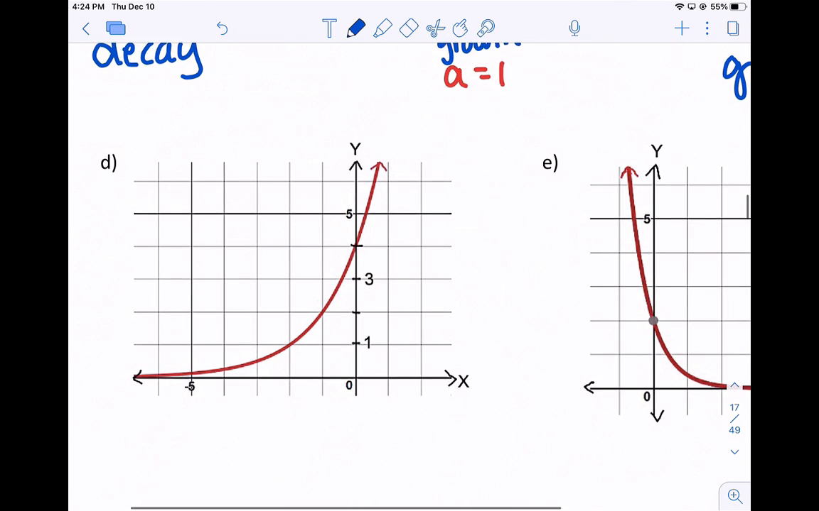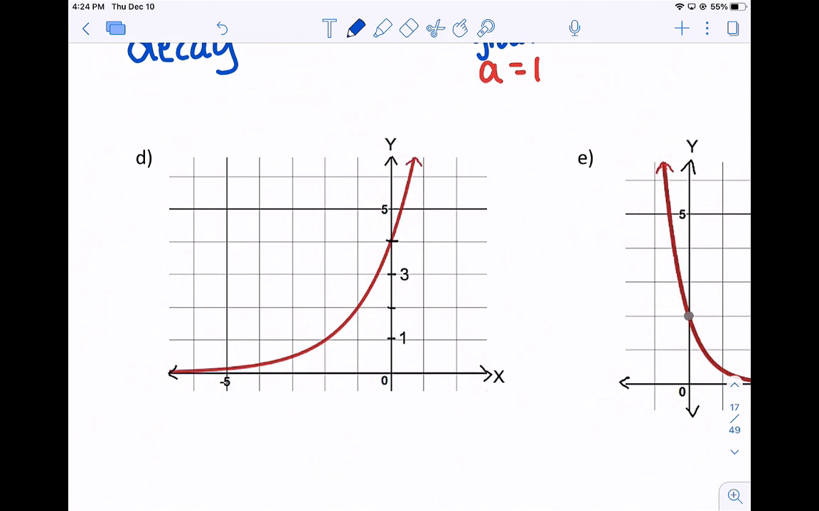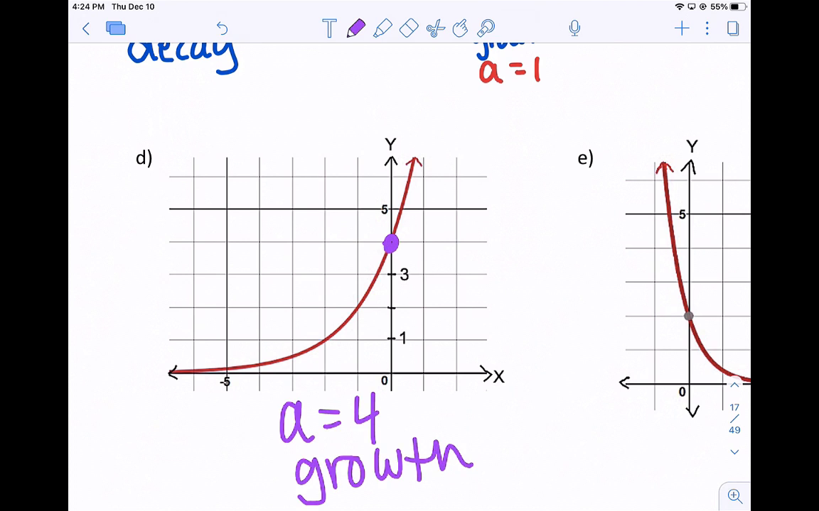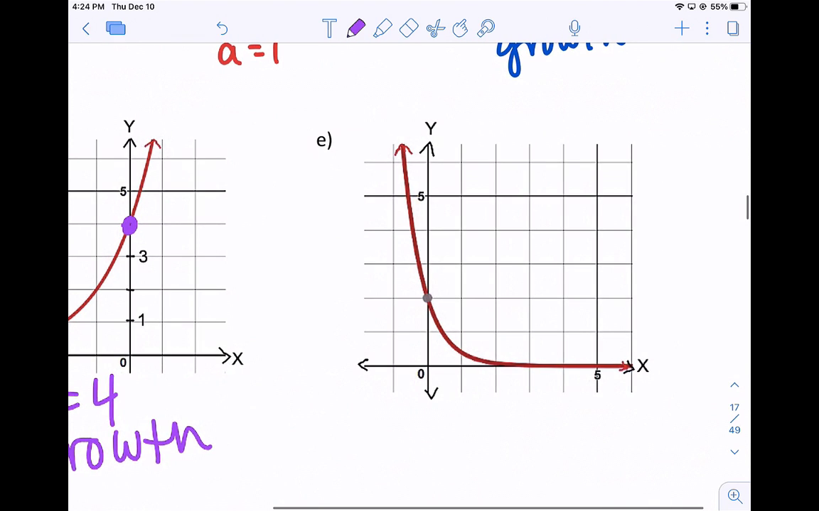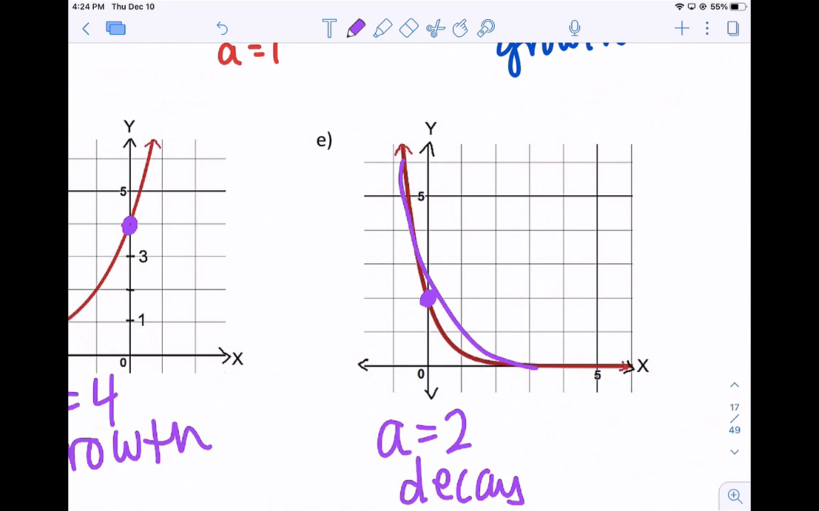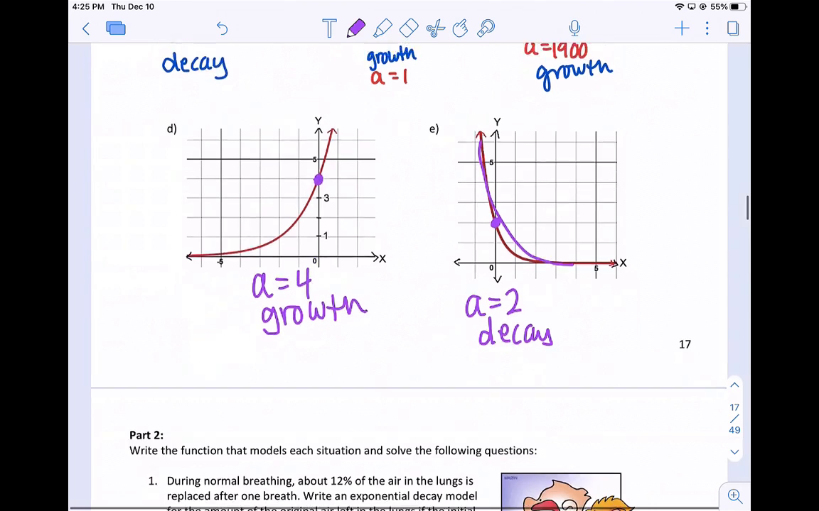Let's take a look at a graph. The starting value is the y-intercept. And so here the y-intercept is at 4. So the A value is 4. And we can see this is growing. So this is growth. And E right here, the starting value is 2. And we can see this is decreasing as we go from left to right. It's going down. So that is decay.